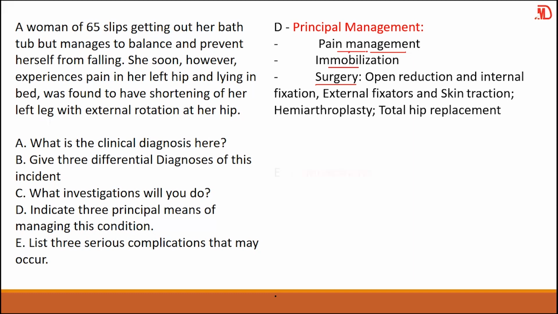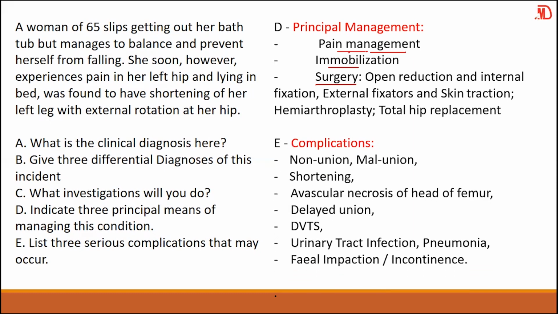Now, the next thing is our complications. So what can arise when we fail to treat this person, or when treatment is ineffective or inefficient? So basically, there can be a non-union or a malunion. There can be shortening. Like I said earlier on, even in this question, they brought shortening of her left leg.